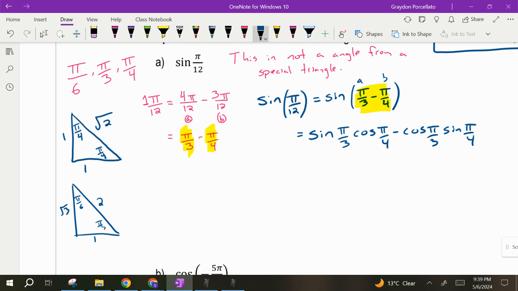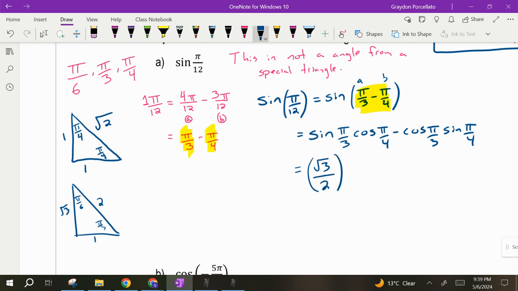Okay, notice how we've written this in expanded form with our angles in there. Now we know the values of these. We know what sine of pi over 3 is. We know what cos of pi over 4 is because we can look at our triangles. Specifically, the sine of pi over 3. So we look at pi over 3. Sine is opposite over hypotenuse. So root 3 over 2. Okay, so this is equal to root 3 over 2.